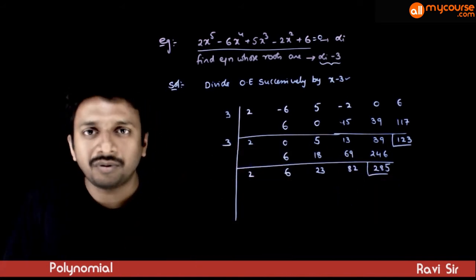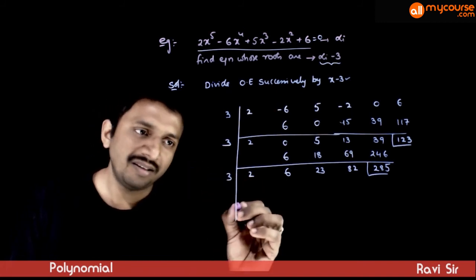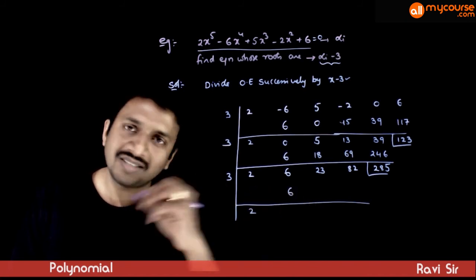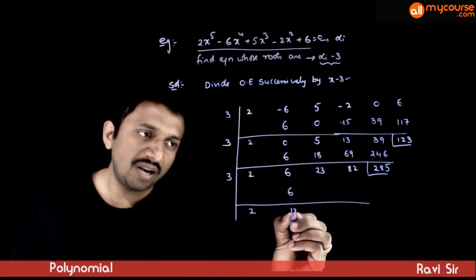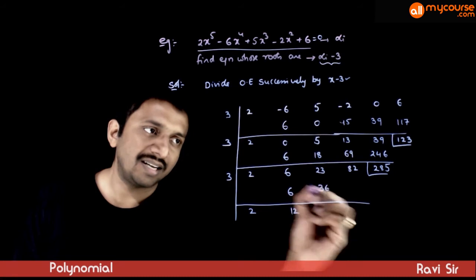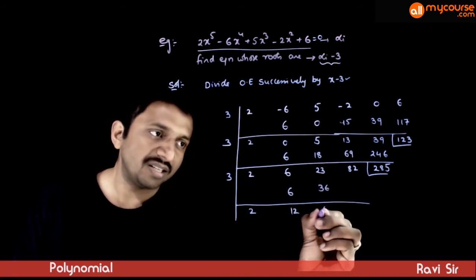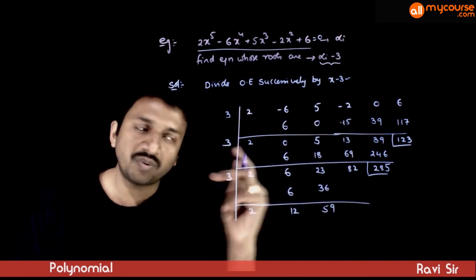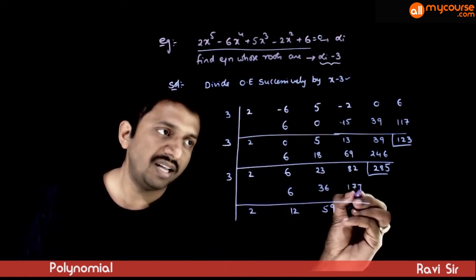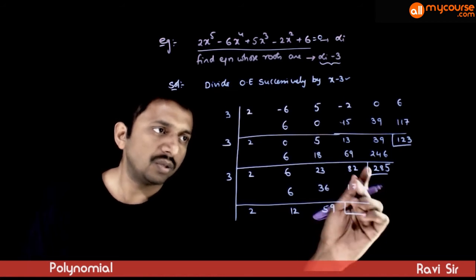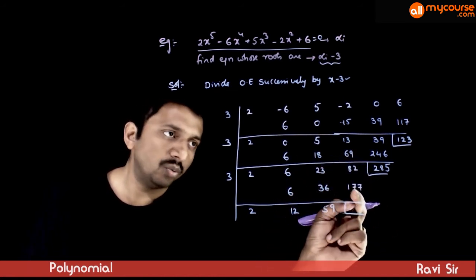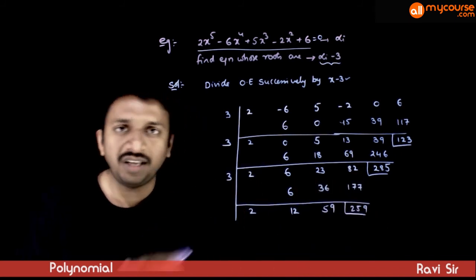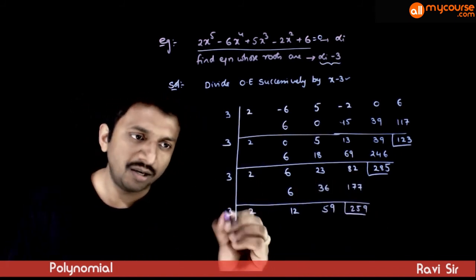Now let us again go forward. Again let us divide by x minus 3. So you get a 2 here. 2 3s are 6. 6 plus 6 is 12. 12 3s are 36. 36 plus 23 is 59. 59 into 3 is 150 plus 27, 177. So 177 plus 82, that is 259. So let us again do the same process.